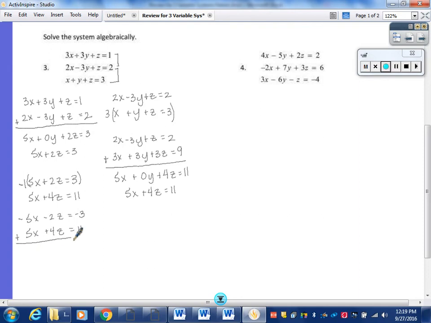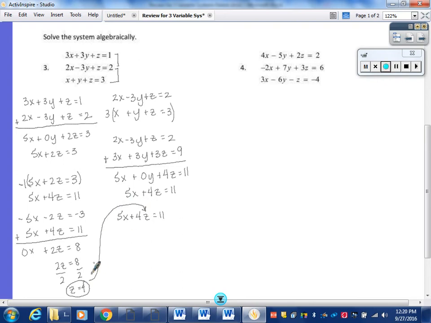If I add these two together, I get 0x plus 2z is equal to 8, which is just 2z is equal to 8. I can solve for z at this point by dividing by 2, and I get z is equal to 4. Now that I have z, I can use that to find x, and I can use one of these two equations. It doesn't matter which one. I'll go ahead and use this one. So the 5x plus 4z is equal to 11.